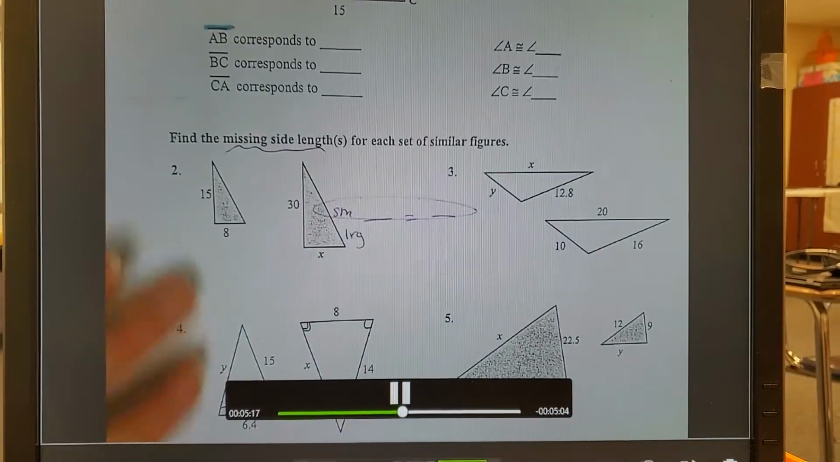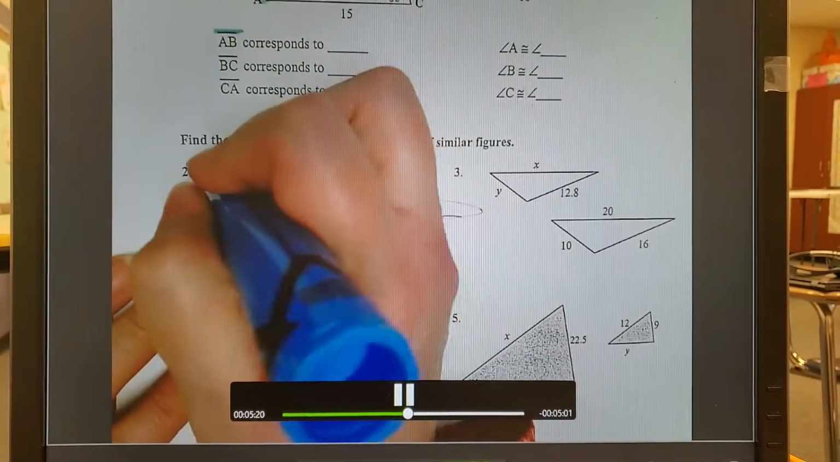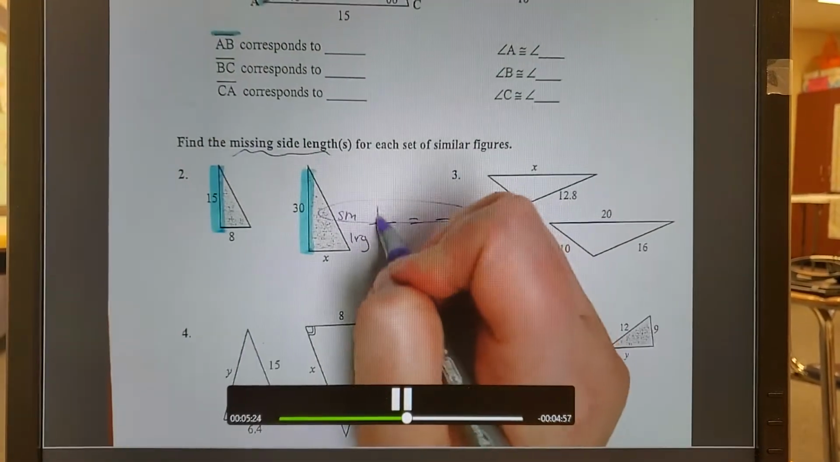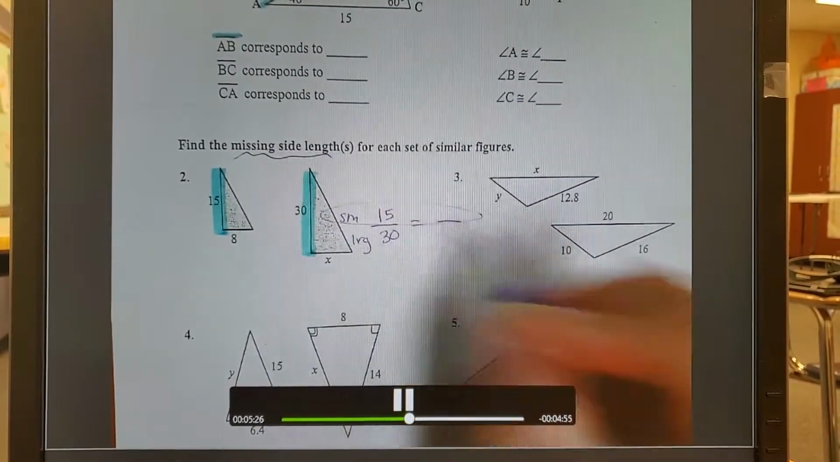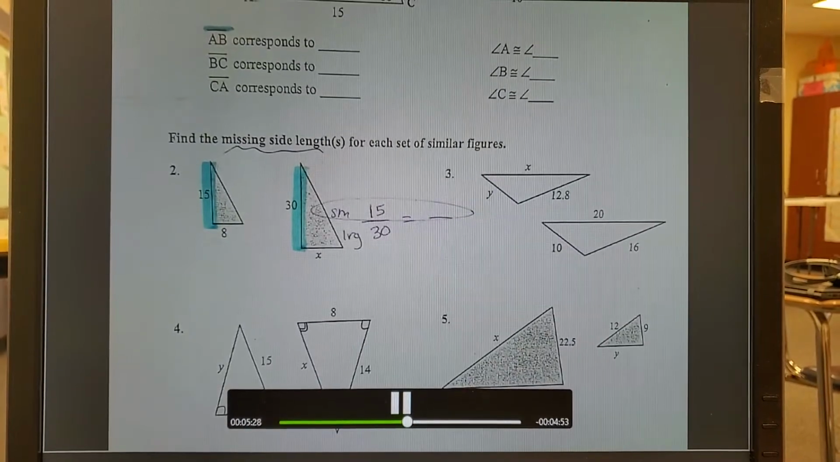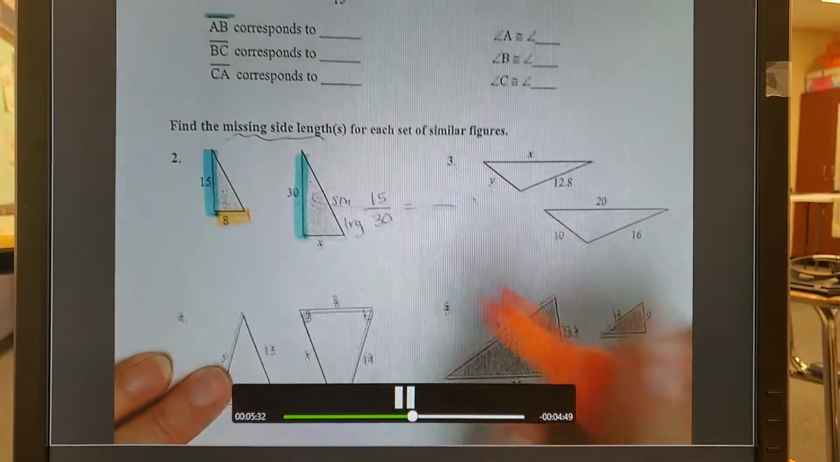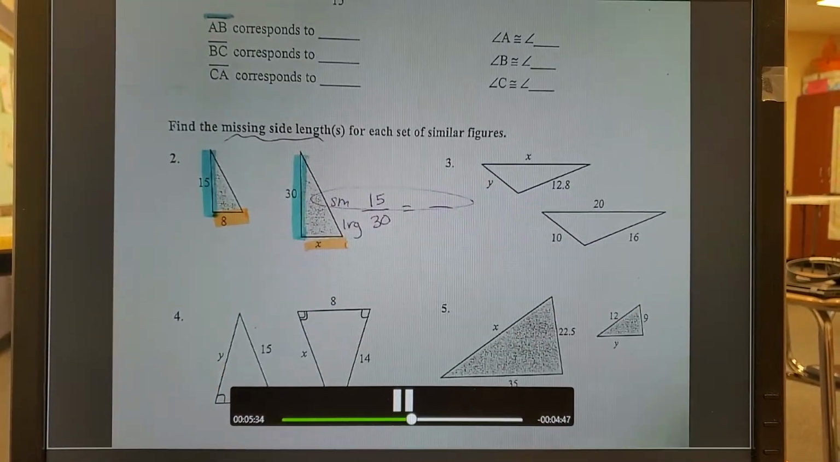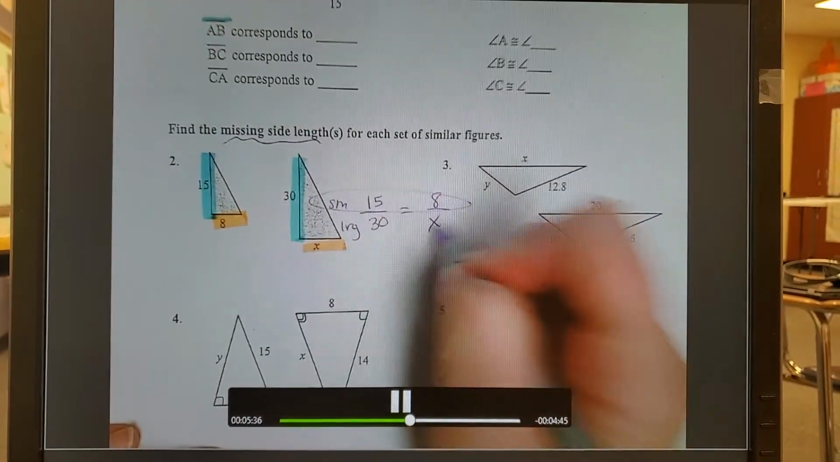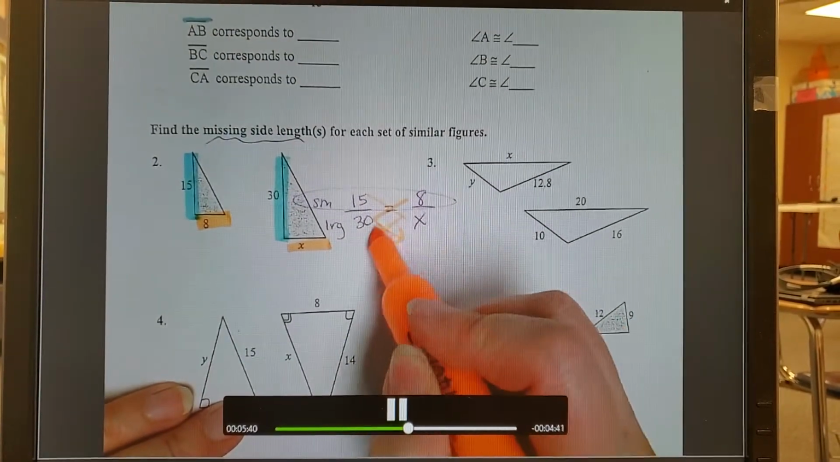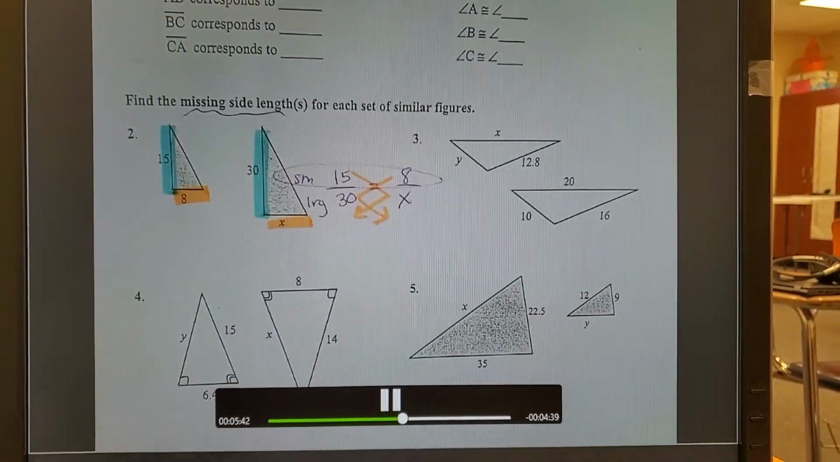I like to put the small one on top. So information for the small: I know that 15 correlates or matches with where 30 is on the large. Now looking at the small again, I've got 8 for the small matches where X is on the large. So 8 for the small, X for the large. Now from here, you just do your cross products and then solve for X.